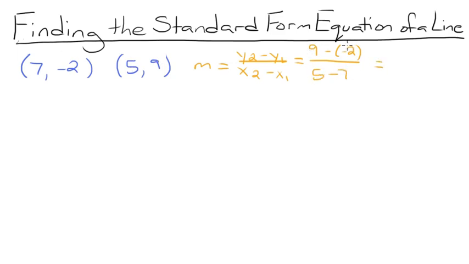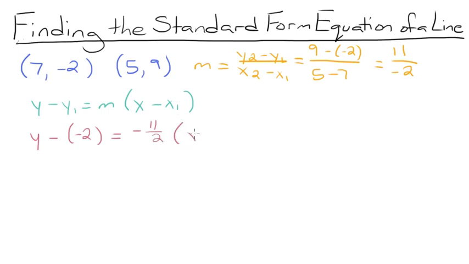9 minus -2 is the same as 9 plus 2, which is 11. And 5 minus 7 is -2. So our slope is -11/2. Now that we know our slope, we can plug this and one of our points into the point-slope equation. y minus y1 equals m times x minus x1. For this example, let's use the point 7, negative 2. So if we plug in the values that were given, we'll have y minus negative 2 is equal to m, which is negative 11 halves, times x minus x1, which is 7.